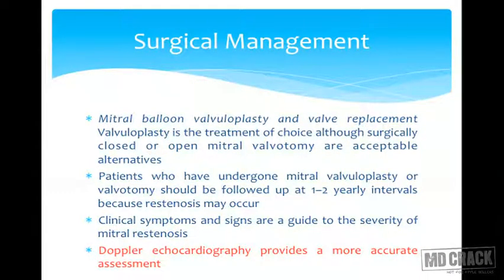Mitral balloon valvuloplasty and valve replacement is the treatment of choice, although surgically closed or open mitral valvulotomy are acceptable alternatives. Patients who have undergone mitral valvuloplasty or valvulotomy should be followed up at 1 to 2 yearly intervals, because restenosis can occur. So you have to follow these patients for a period of time. Clinical symptoms and signs are a guide to the severity of mitral restenosis. And importantly, as I have already stressed, Doppler echocardiography provides a more accurate assessment.